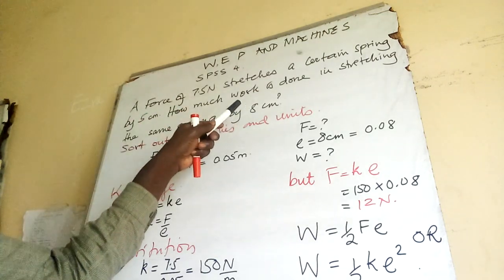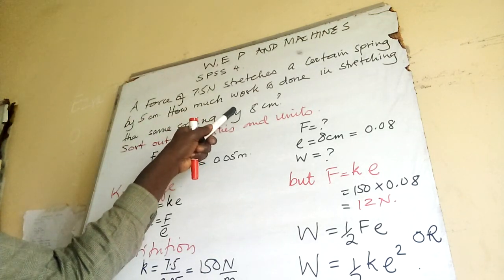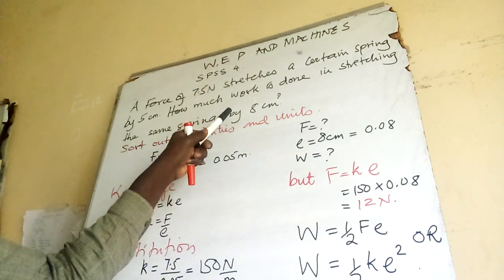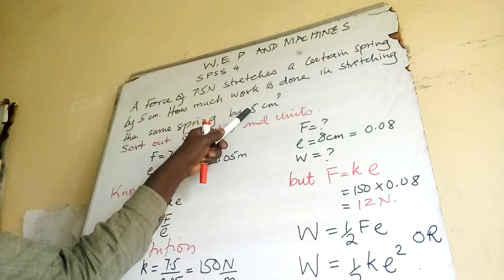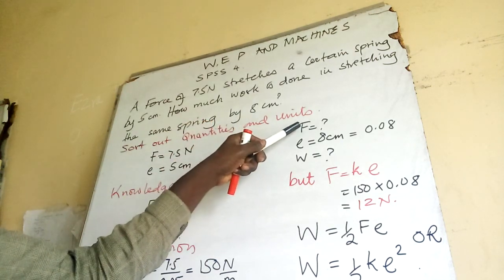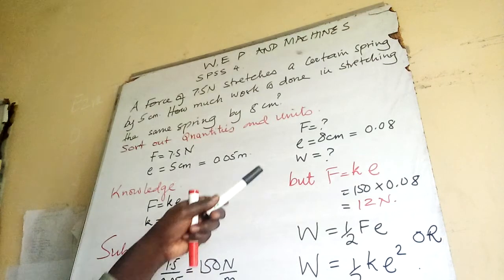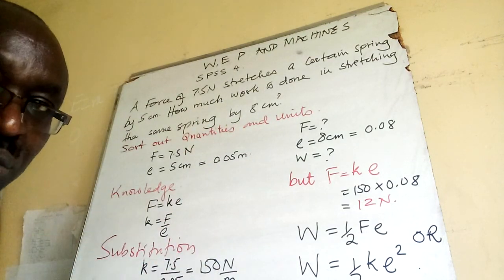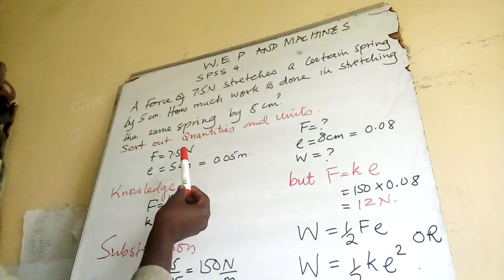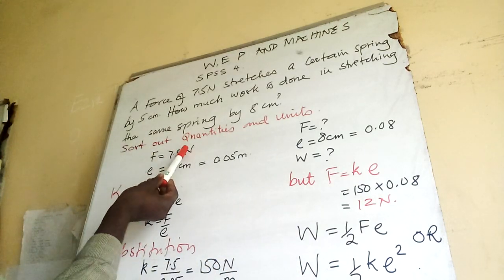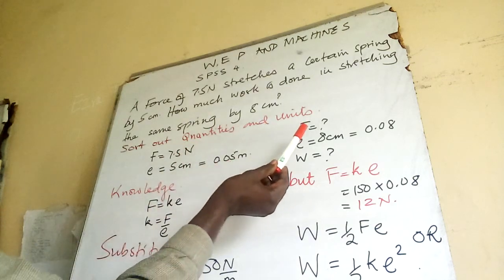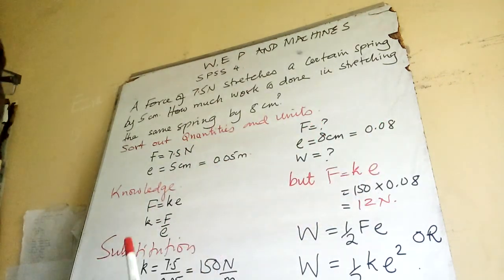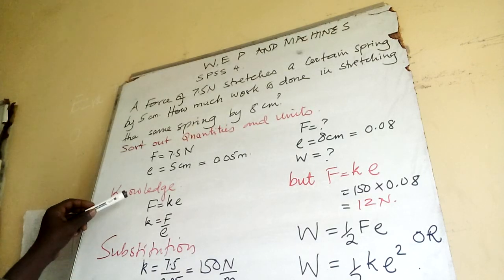We are asked to calculate work when the spring extends by 8. We don't know the force that caused extension of 8 centimeters. So let us get the core of the question, okay? The 7.5 caused this extension. We do not know the force that caused 0.08. So how do we go about it?